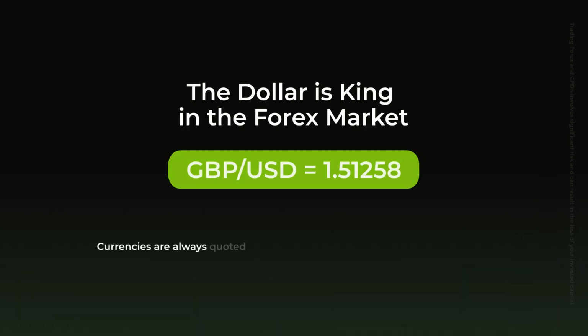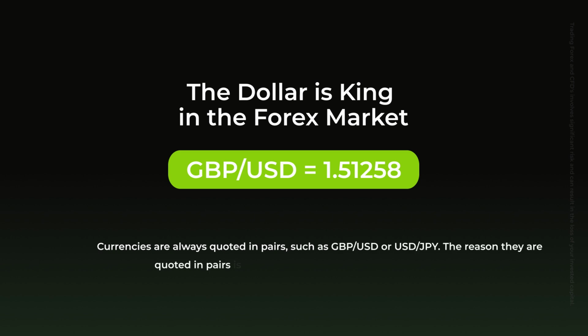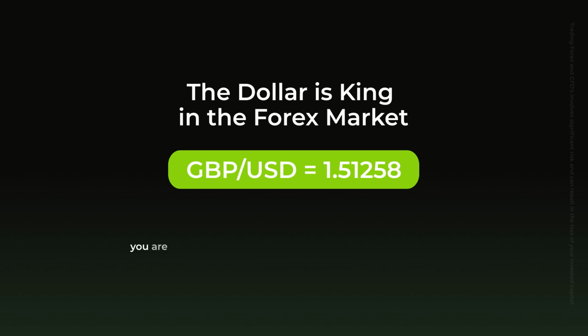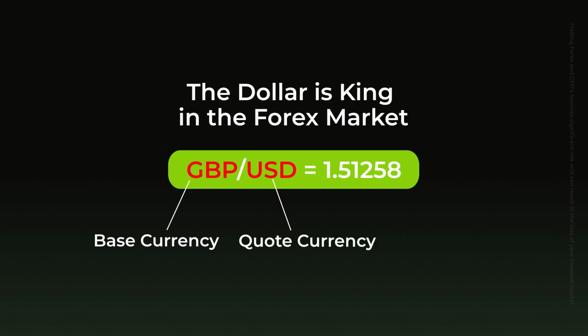Currencies are always quoted in pairs, such as GBP/USD or USD/JPY. The reason they are quoted in pairs is because in every foreign exchange transaction, you are simultaneously buying one currency and selling another. The first listed currency to the left of the slash is known as the base currency, while the second one on the right is called the counter or quote currency.